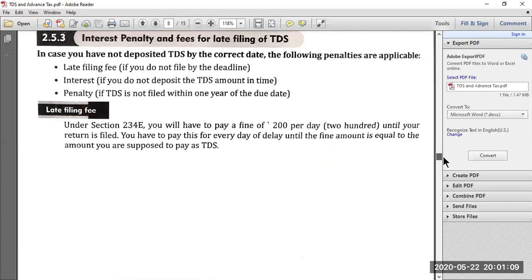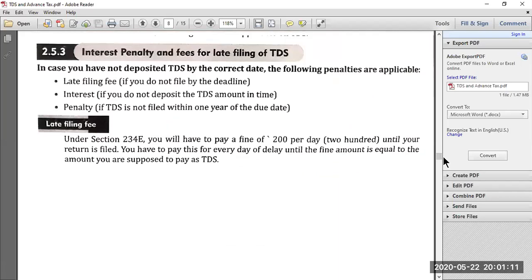Now let us understand interest, penalty and late filing fees of TDS. In case you have not deposited TDS by the correct date, then the following penalties are applicable. You deduct TDS while making the payment. So as a deductor, you have already deducted a certain amount of money in the form of TDS. But if you are not depositing or remitting to the government by the due dates, then certain penalties will be applicable. Now, a late filing fee will be applicable if you do not file by the deadline.